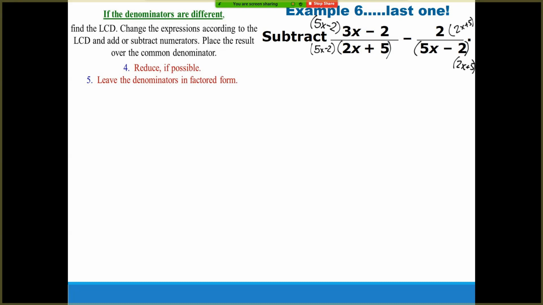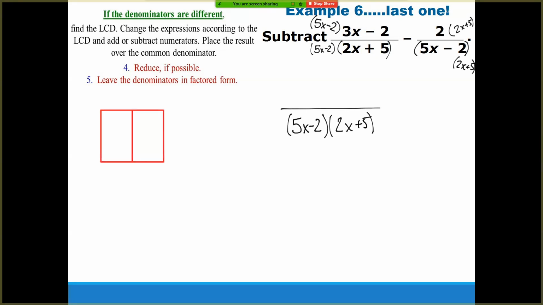Again, we don't actually multiply out the denominators. We just leave them as two factors, 5x minus 2 and 2x plus 5. But the tops, we are going to have to multiply them together. I need to take the 3x minus 2 and box it with the 5x minus 2. So I'm going to go over here and make us a box. And we're going to multiply the numerator of the first fraction, 5x minus 2, with 3x minus 2. So 15x squared, negative 6x, negative 10x, and positive 4.